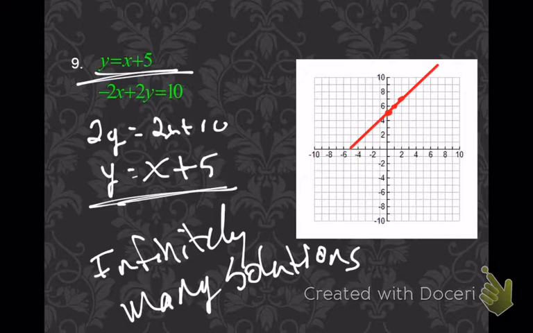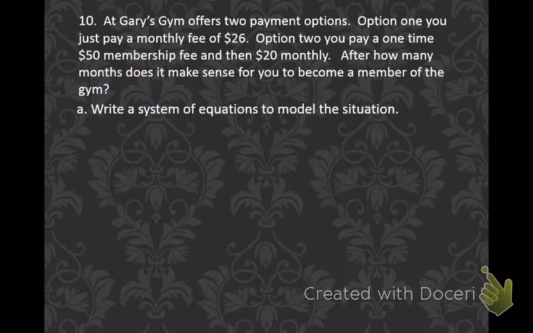Okay? All right. So when do we use a system to model a situation? Well, here's an example. At Gary's gym, he offers 2 payment options. Option 1, you just pay a monthly fee of $26. Option 2, you pay a one-time $50 membership fee and then $20 monthly after that. After how many months does it make sense for you to become a member of the gym? Write a system of equations to model the situation.